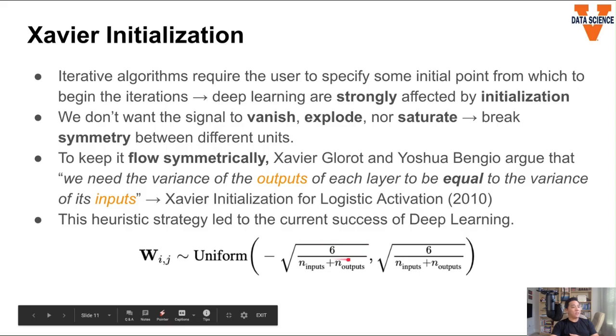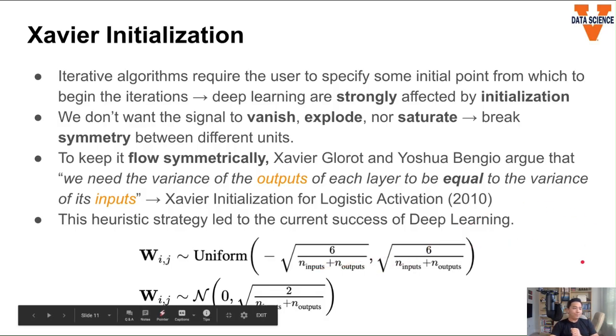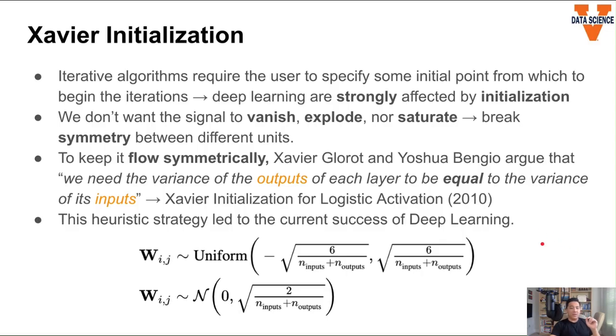So square root of 6 over n input plus n output. And when you initialize it this way, what happens is the variance will be equal from the input to the output, which was the point of Xavier initialization. Now you can do the same with the normal distribution here with 0 mean and standard deviation using these formulations, right? And so that is Xavier initialization.